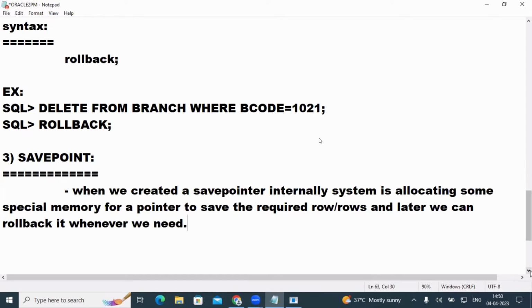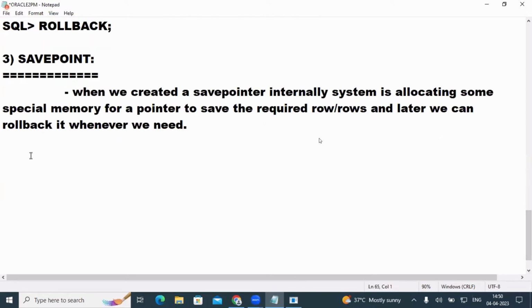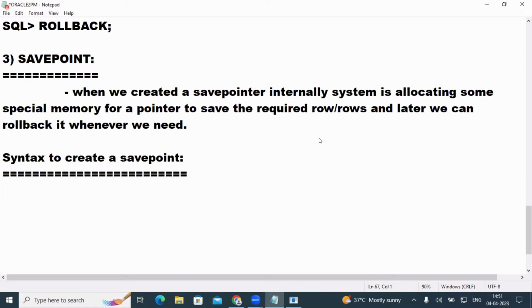Okay, now how to create a save point? It's the syntax to create a save pointer. What is the syntax for this save point? Save, space, save point, pointer name.